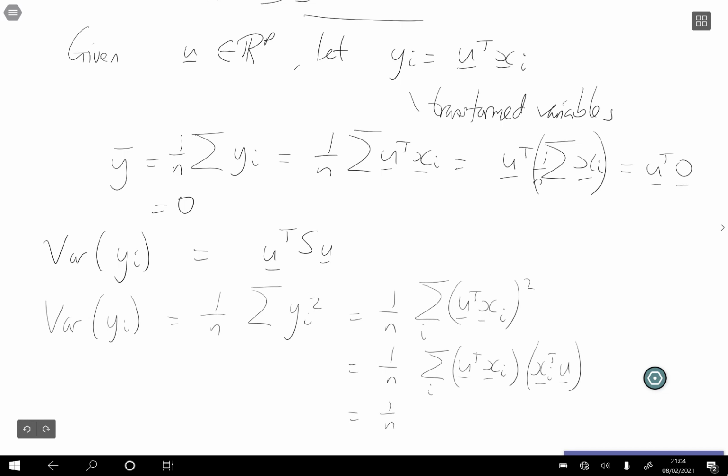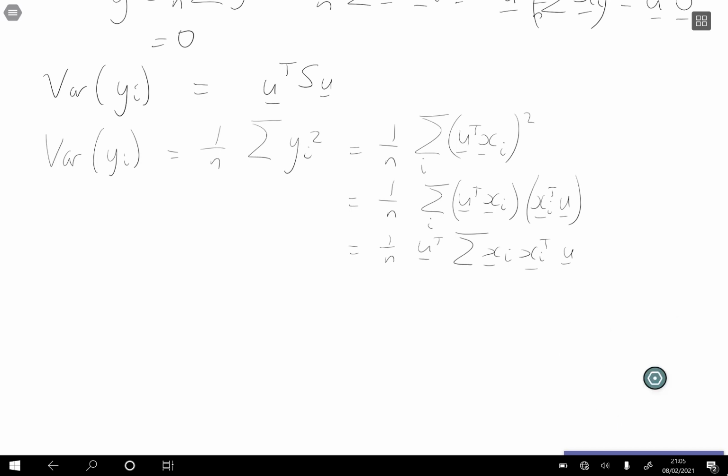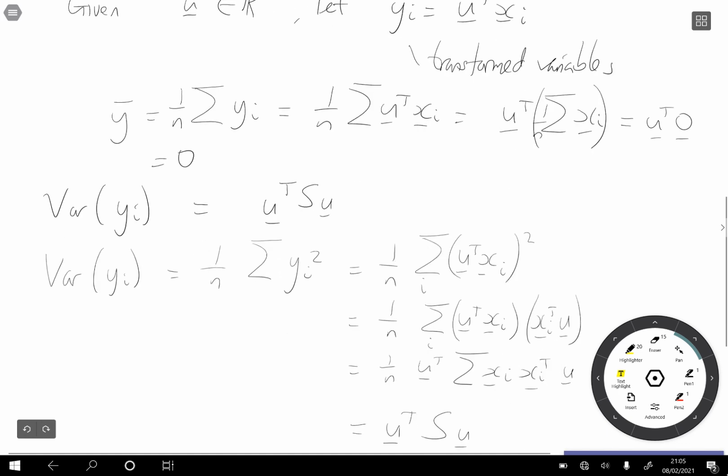Well, this is 1 over n, u transposed, the sum of xi xi transposed, u. So what's that equal to? Well, 1 over n, the sum of the xi xi transposed, is just S, so this is indeed u transposed S u. So this is for any choice of vector u here. If our data are column-centered, and we compute our transformed variables, yi, which is u transposed xi, then the transformed variables have mean 0, and they have variance given by u transposed S u.